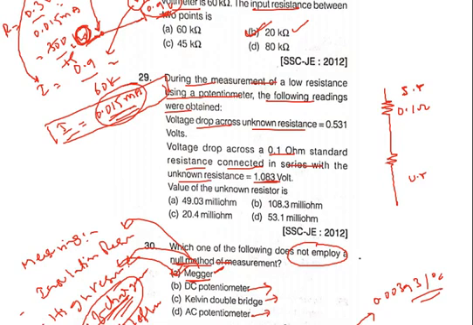The voltage drop across the 0.1 ohm standard resistance connected in series with the unknown resistance is 1.083 volts. For example, this is V1, V1 equal to 1.083. Don't confuse here. So 1.083 volts is regarding the standard resistance. And the voltage drop across the unknown resistance is given as 0.531. That is V2, V2 equal to 0.531 volts.